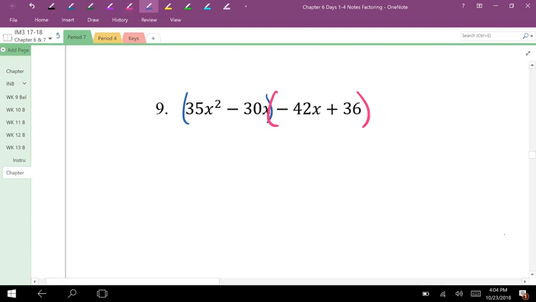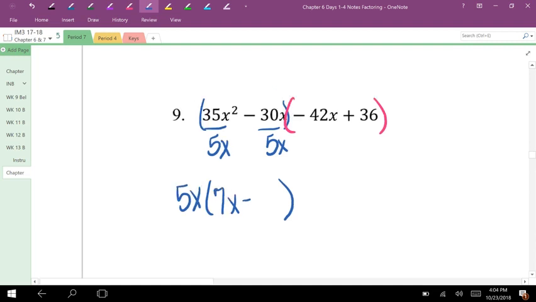The first group, we have to figure out what goes into both of them. What goes into both of them is 5. But then don't forget, you can also factor out an x because there is an x in common. So I have 5x on the outside like normal. You put your GCF on the outside and divide each one. 35 divided by 5 gets you 7. X squared divided by x just gets me x. Bring down your minus sign. 30 divided by 5 gets me 6. The x's cancel. We're good there.